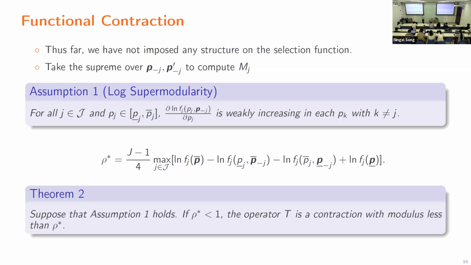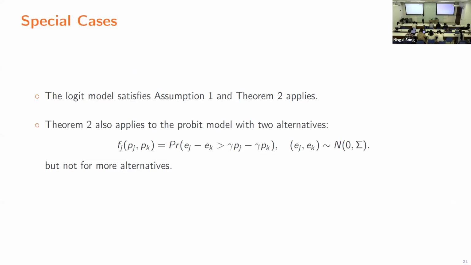And you will ask me what kind of selection function satisfies this assumption. Actually, the logit model satisfies this log supermodularity, and the probit model with 2 alternatives also satisfies it. But probit models with more alternatives, more than 3, may not satisfy it. We have other examples, so you need to go back to Theorem 1.